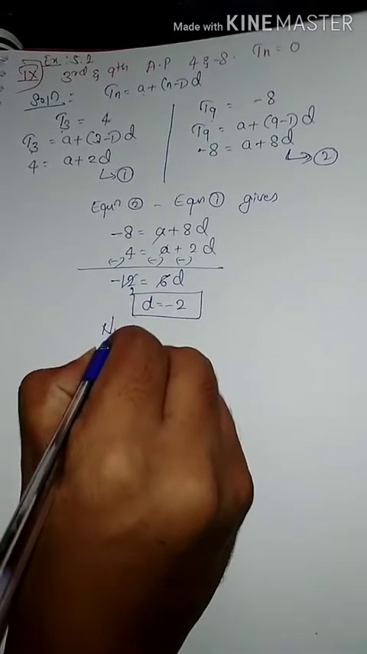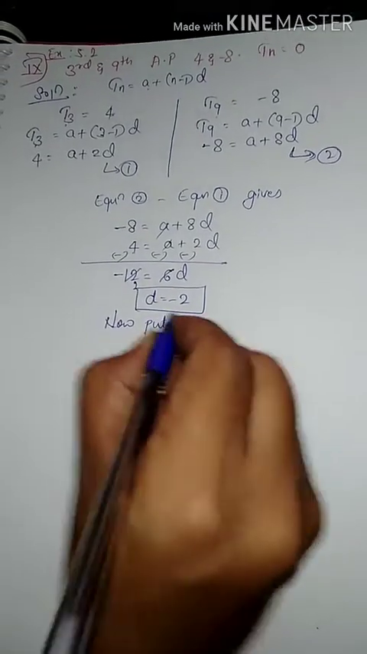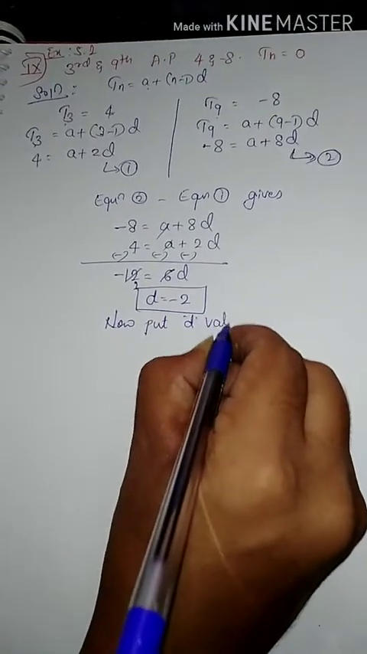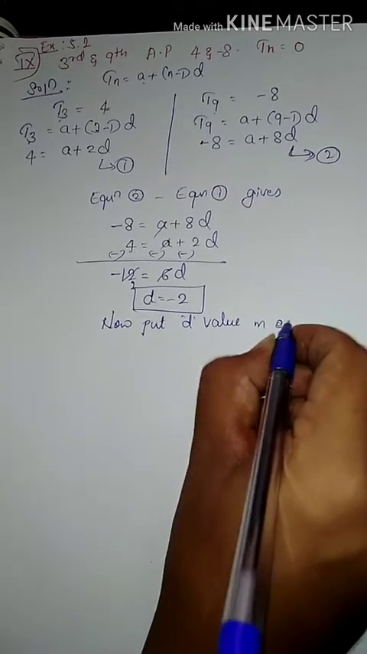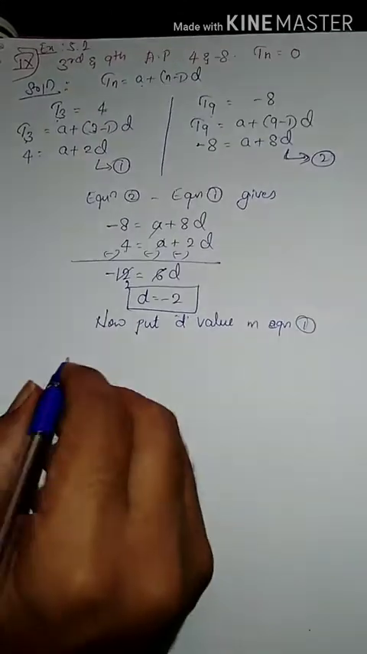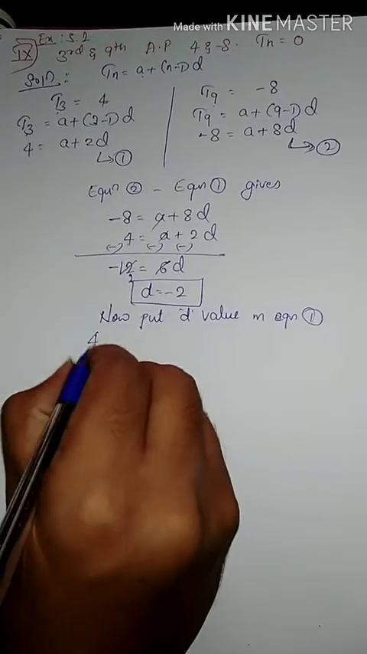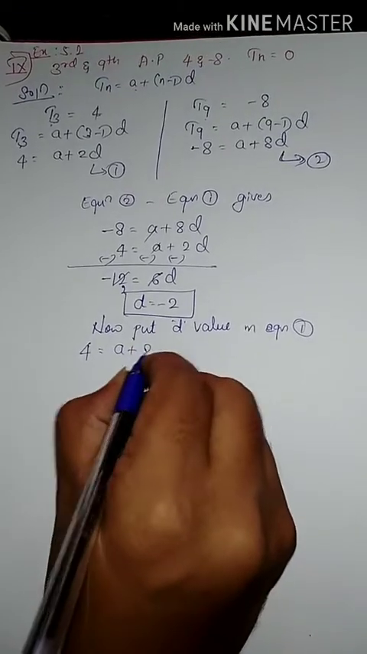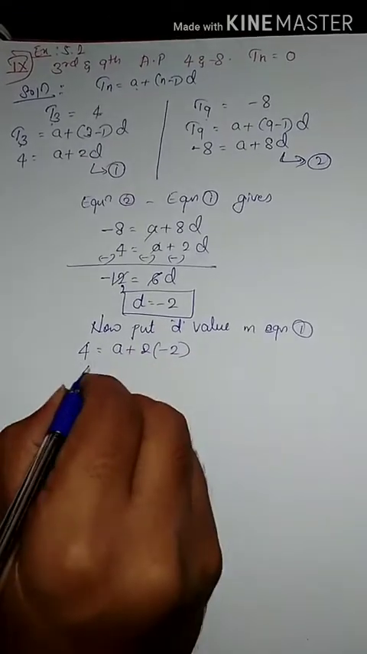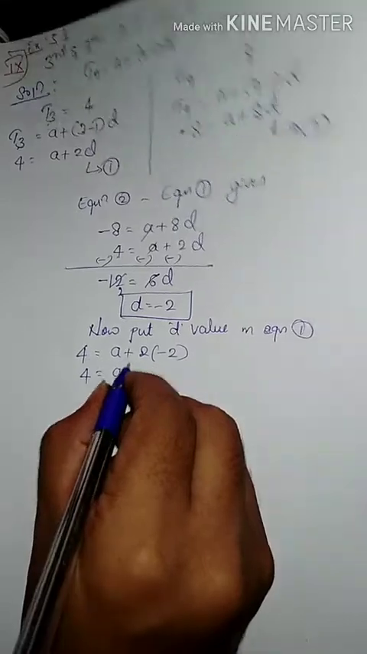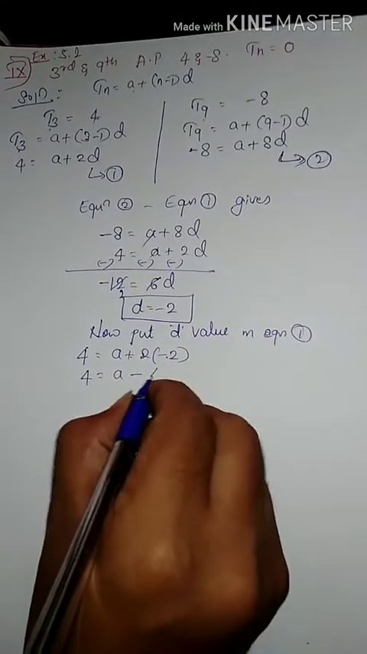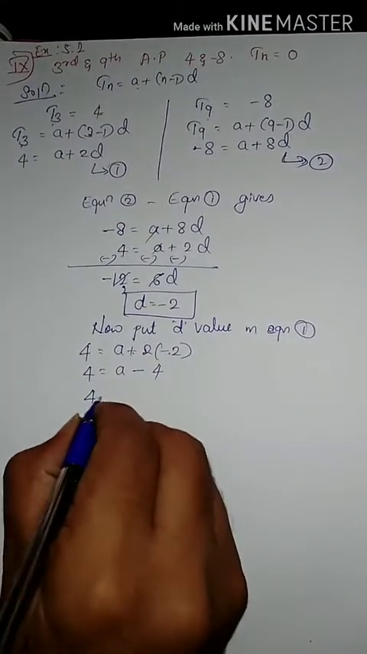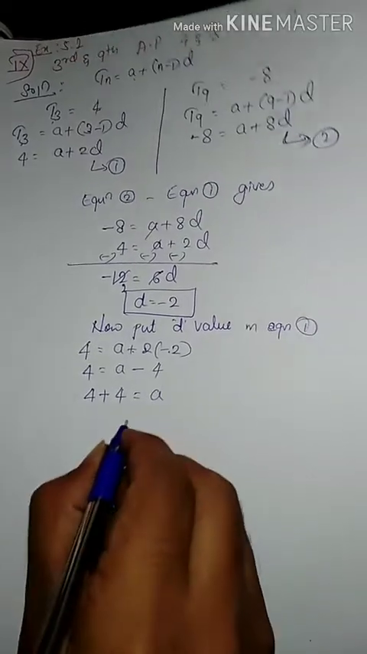Now put the d value in equation number 1. So equation number 1 becomes 4 is equal to a plus 2 into d, which is minus 2. 4 is equal to a plus 2 into minus 2, 2 2s are 4. Minus 4 moves to the left hand side, becoming plus 4. A is equal to 8.